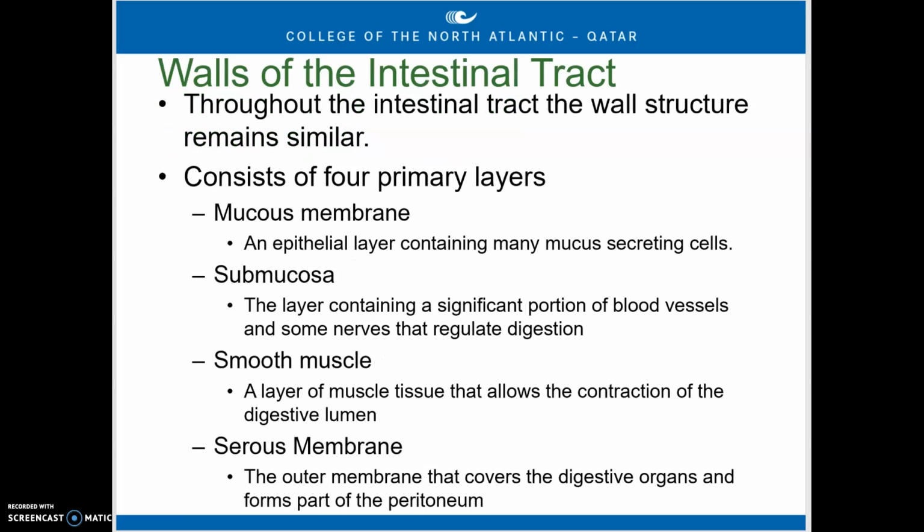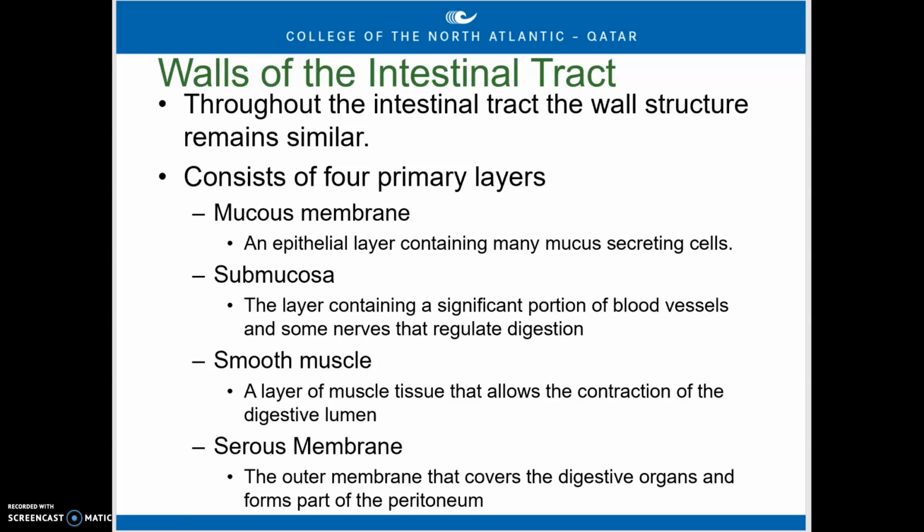Now let's start with a little bit of microanatomy before we get into the bigger parts. This theme that we're going to talk about here now, these four primary tissue layers, is going to be similar for almost all organs in the digestive tract. Maybe a little bit different here and there, but for the most part, this remains true.